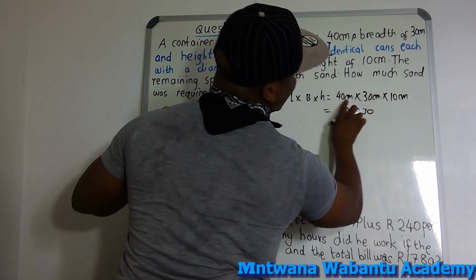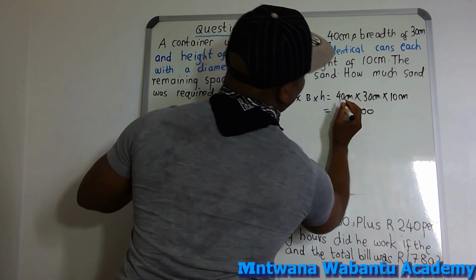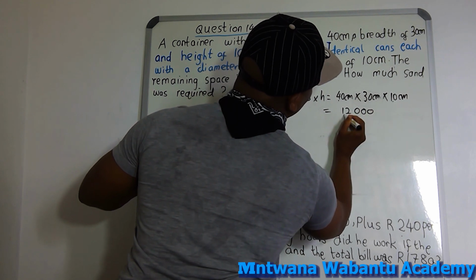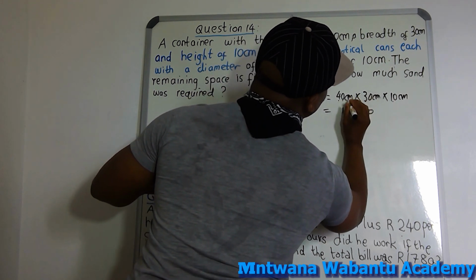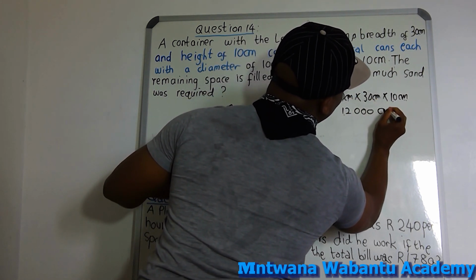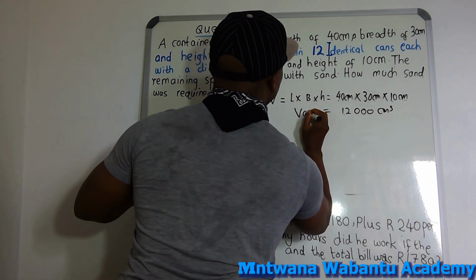You multiply 30 times 40. 4 times 1 times 3 equal to 12. And then how many zeros? 1, 2, 3. Centimeter times centimeter times centimeter is centimeter cube. So the volume of this container we have already.